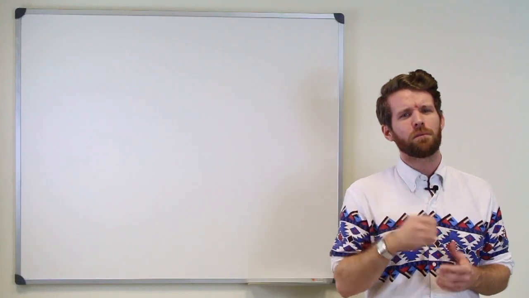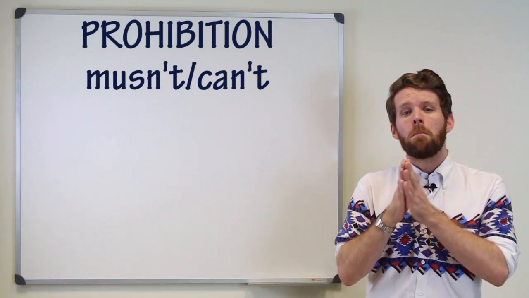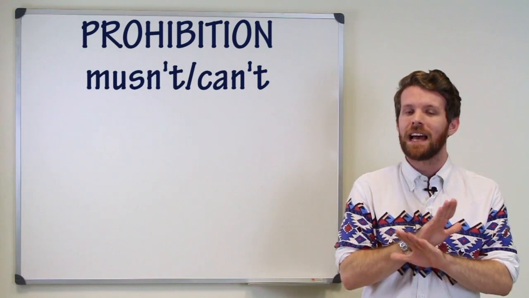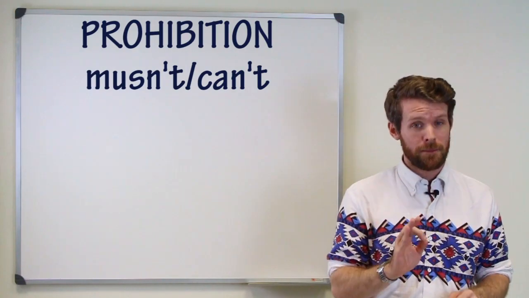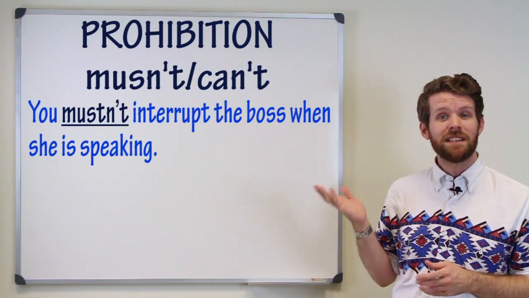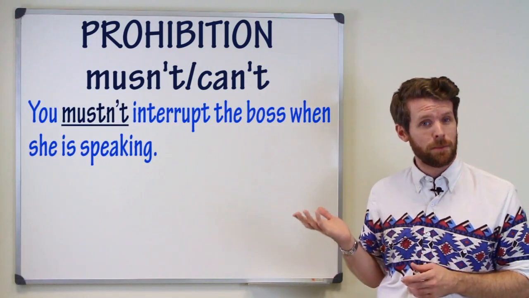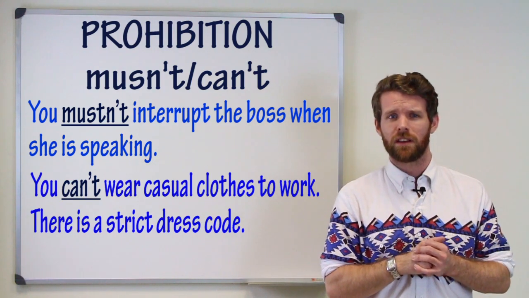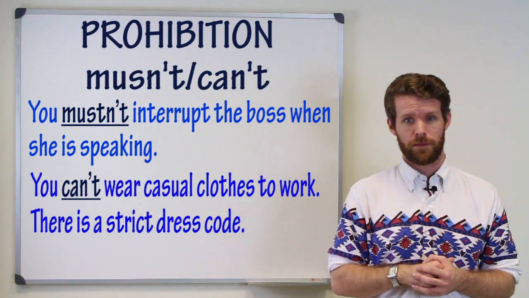Now, let's take a look at prohibition. Both mustn't and can't show that something is not allowed, that it is prohibited. Look at the examples. You mustn't interrupt the boss when she is speaking. You can't wear casual clothes to work. There is a strict dress code. Mustn't shows the prohibition is more personal, whereas can't shows that it is a law or rule.